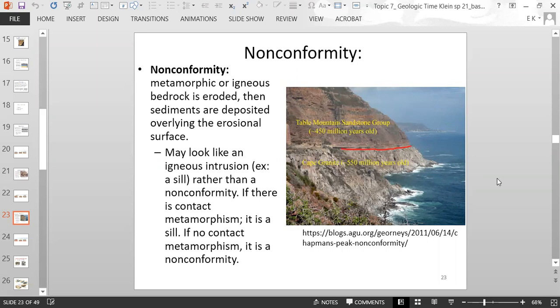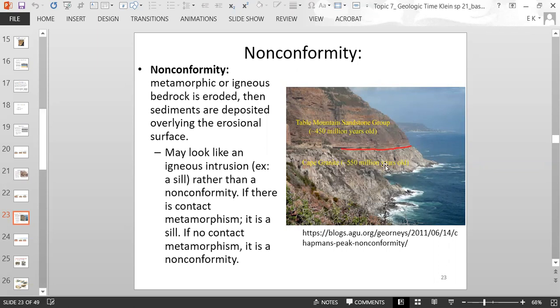Now, sometimes this may look like there was an igneous intrusion, like a sill, rather than a non-conformity. But in that case, you would look for contact metamorphism. If there is contact metamorphism at this line here, then you know that this was a sill, which would actually be younger than the sandstone. Ignore the numbers for now.